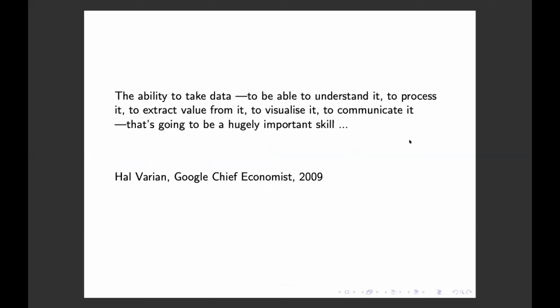Now, in a piece in 2009, Hal Varian, who was then the Google chief economist, wrote that the ability to take data, to be able to understand it, to process it, to extract value from it, to visualize it, to communicate it, that's going to be a hugely important skill. So he said that you have a lot of data, so the scarce complementary factor was the analysts, the economists. So this is what Varian was saying.